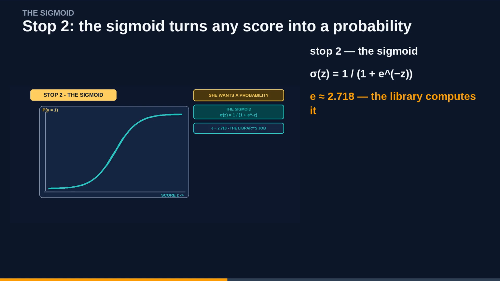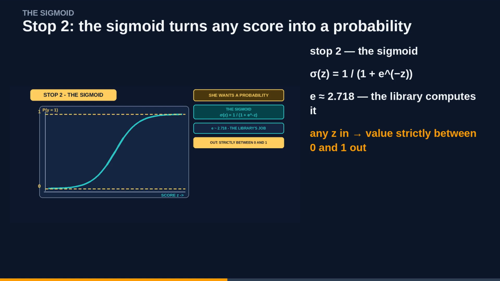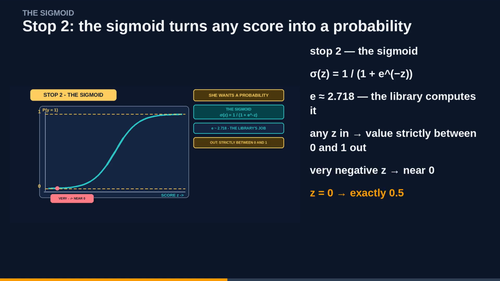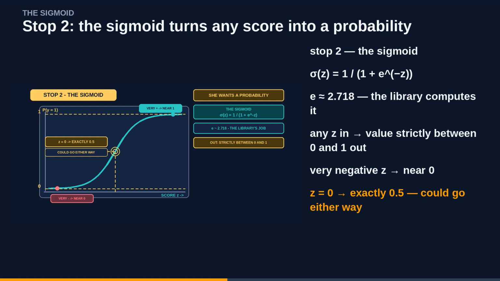What matters is the shape. Watch the curve. Whatever number you feed in, out comes a value squeezed strictly between 0 and 1, exactly the range a probability must live in. A very negative score comes out near 0. A score of exactly 0 comes out at exactly 0.5, the could-go-either-way point. A very positive score comes out near 1. Two readings from our bank's own map. A score of -2.2 comes out near 0.10, and a score of 1.2 comes out near 0.77.